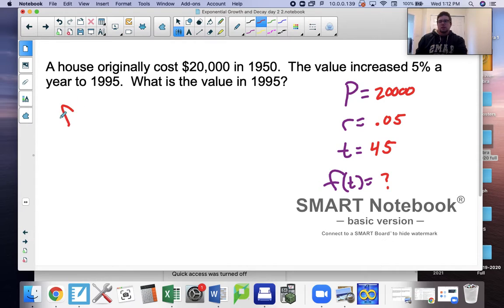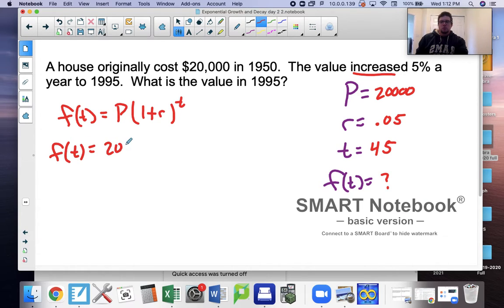So if I set up our formula, we know that it's going to be a growth model because it's increasing. 20,000, 1 plus 0.05 to the 45th power.